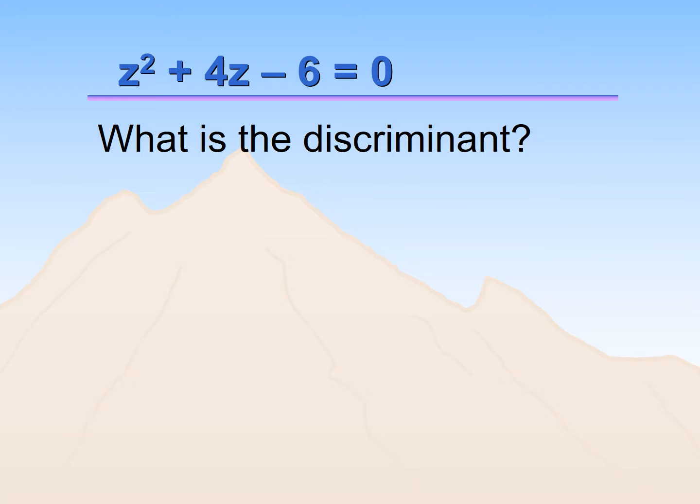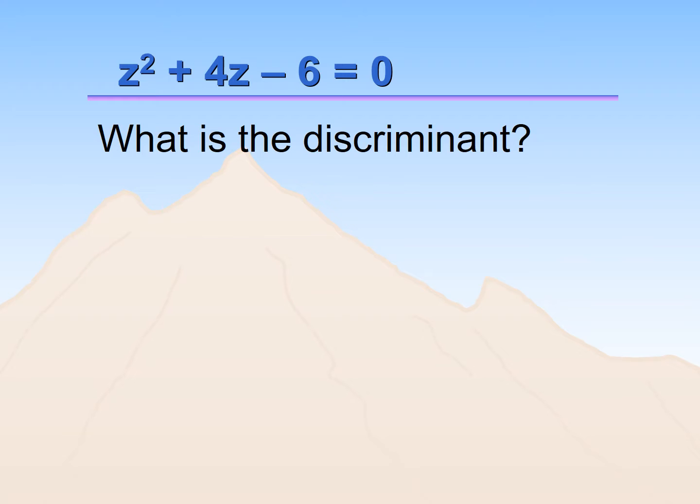All right, so let's try this one. Let's see if we can figure out what the discriminant is. Now, don't be confused by the z's. Z is just another variable instead of x, but you could still solve it the same way. Just think of the z's as x's. So you should be doing b squared minus 4ac.